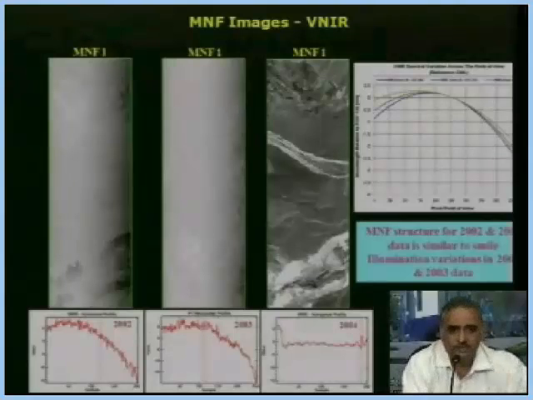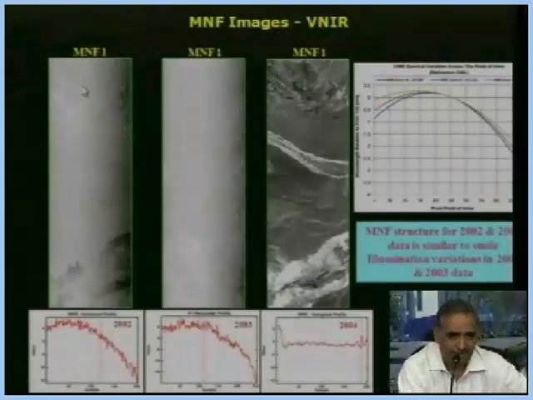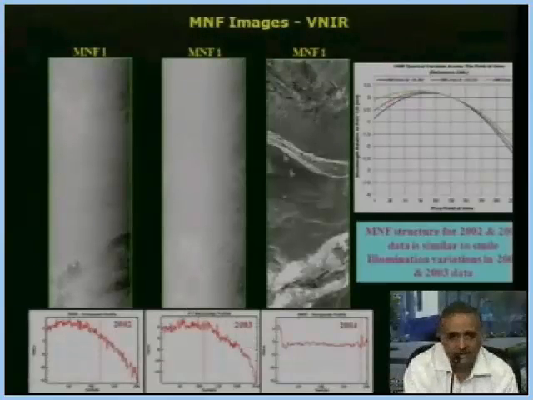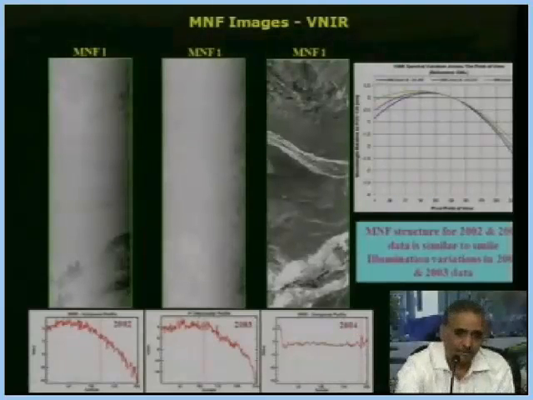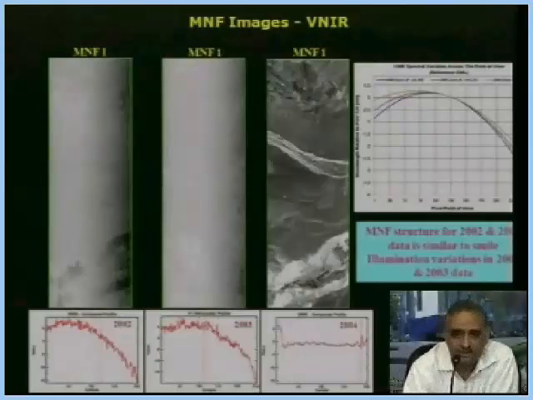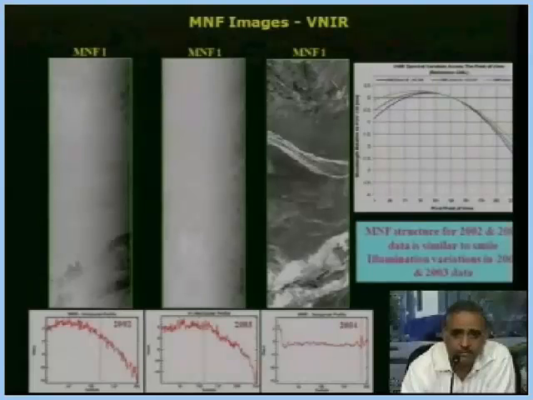If you see these MNF images, the left is the MNF1 for the image acquired in 2002, the middle one is the MNF1 for the image acquired in 2003, and the right is the MNF1 for the image acquired in 2004. This data is acquired by EO1 Hyperion at 30-meter spatial resolution, which operates from 450 to 1000 nanometers in the VNIR and 1000 to 2400 nanometers in the SWIR.